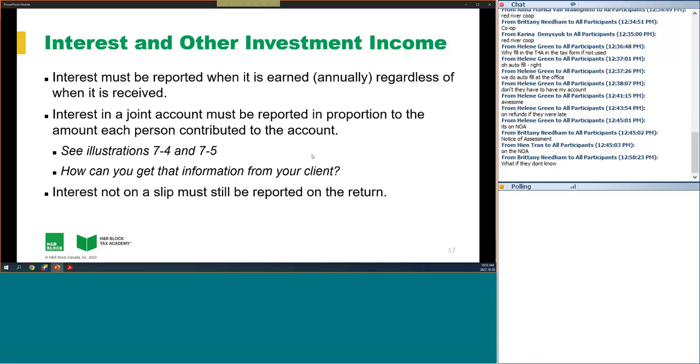That makes sense why I'm not claiming interest this year. On the other hand, maybe that account is still active and they should be reporting their interest. We need to go find it. Are there any questions about the interest side of things?